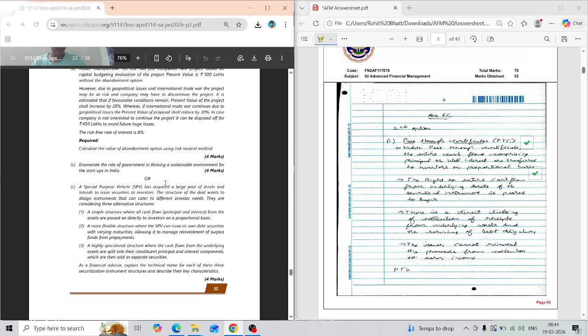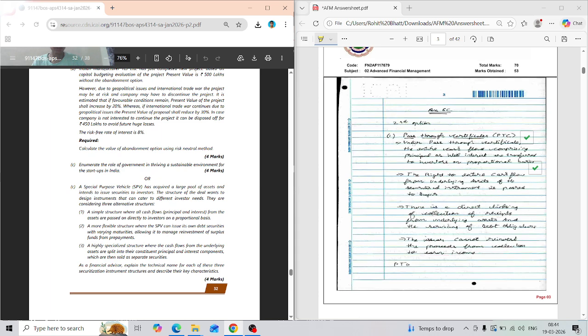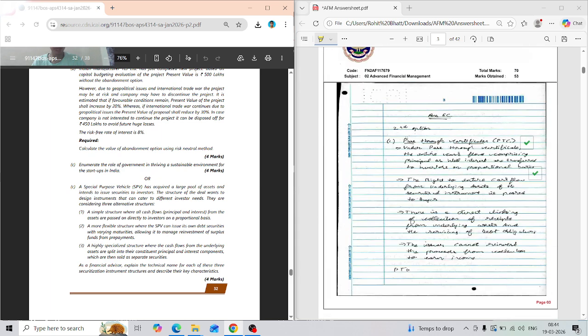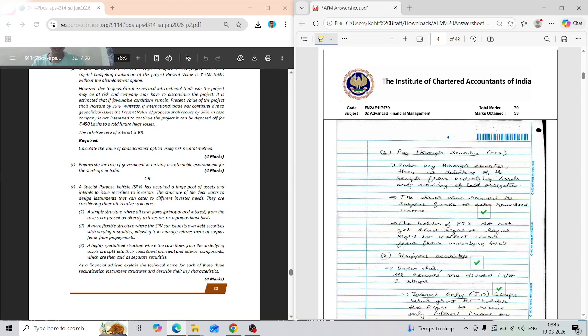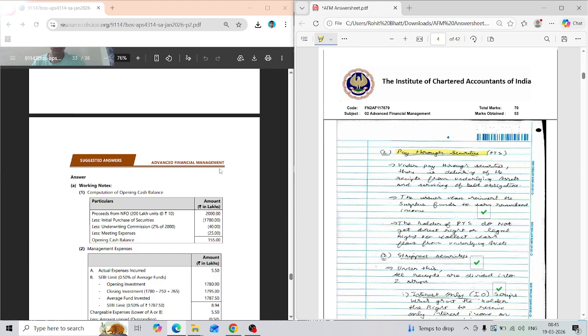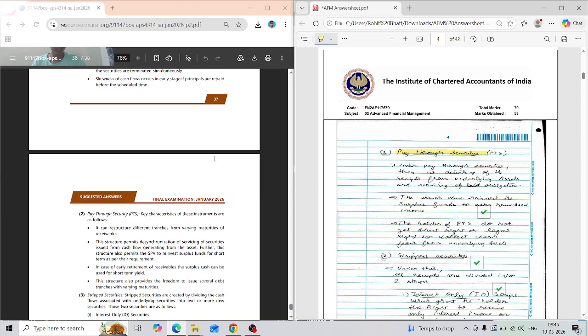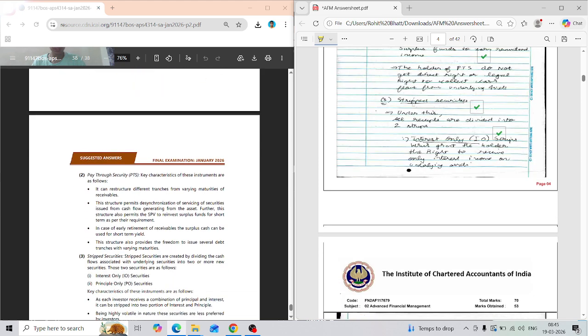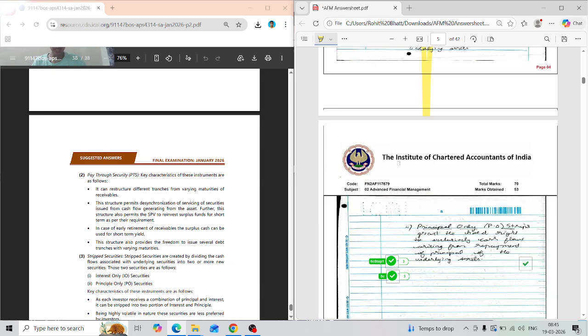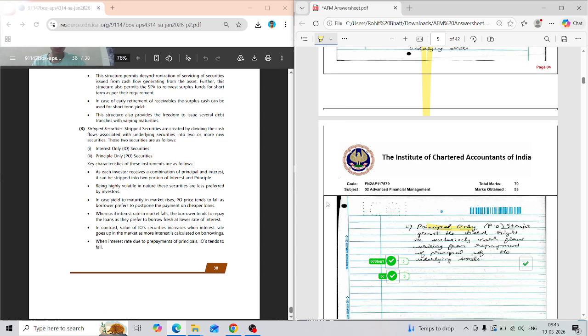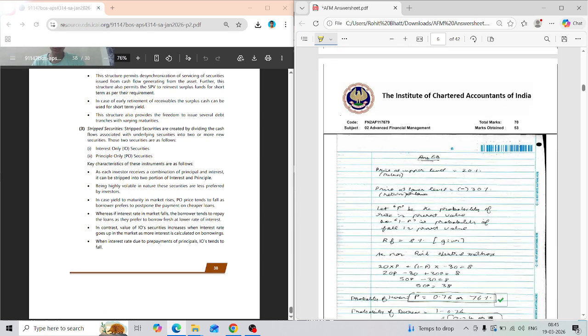I have done the second part where we had to explain the technical name and describe the key characteristics. So it was PTC, PTS, and stripped securities. You can see I have mentioned and underlined the technical name and given the characteristics and explained it in my own words. This is the first part, the pass through certificate, then pay through securities, then third is stripped securities, and it had interest only and principal only. So I have got 3 marks out of 4 marks, which is quite good considering theory marks.